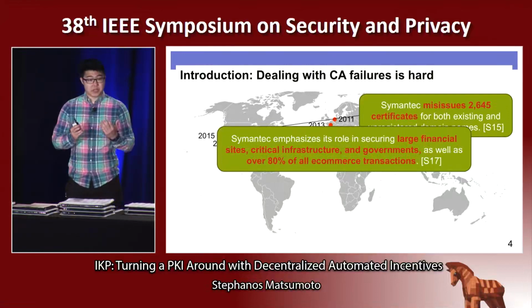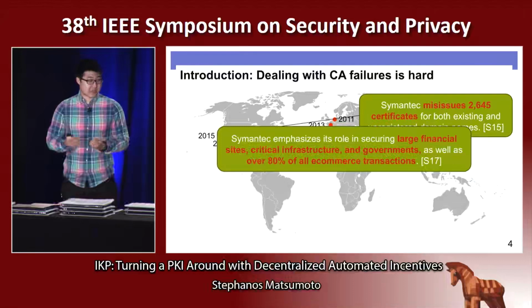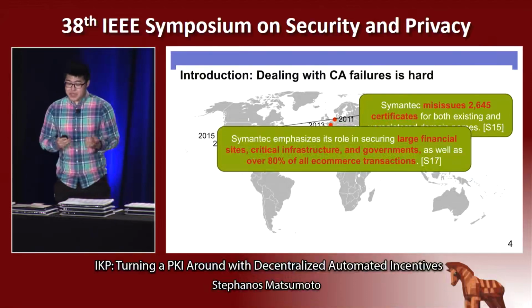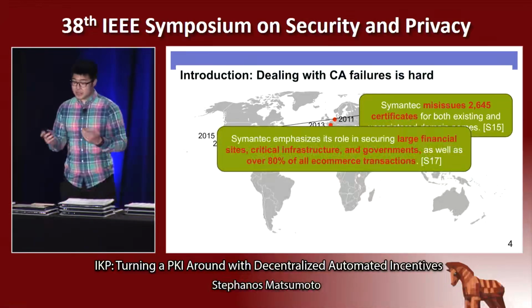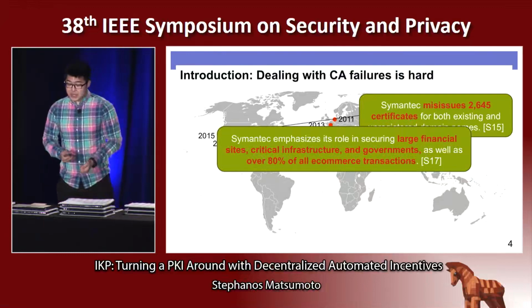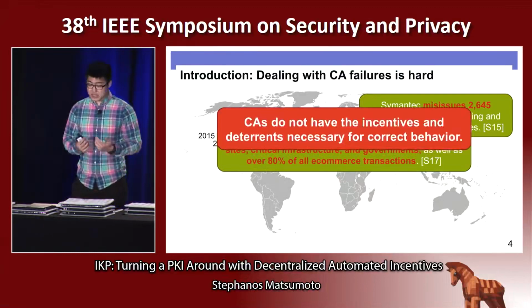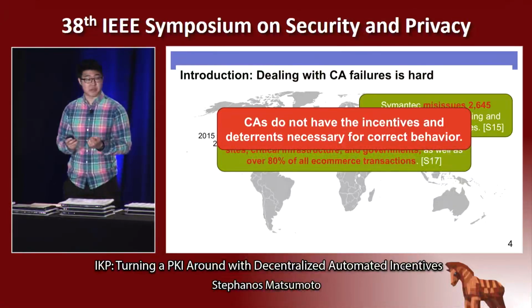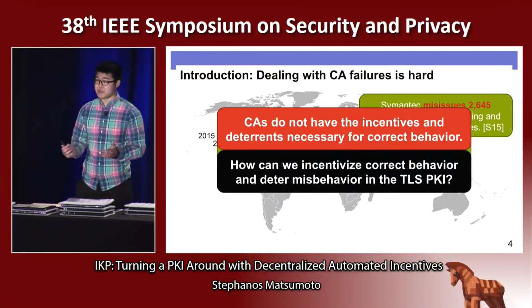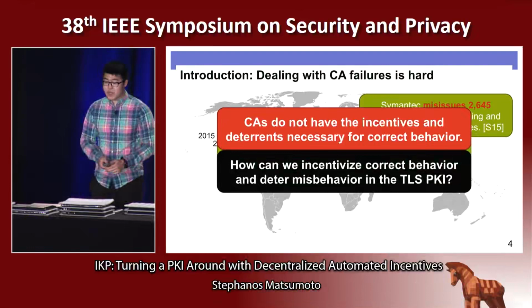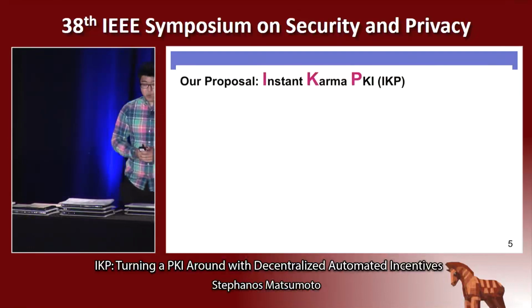Now, Google and Mozilla will be phasing out Symantec over the next few years, but this highlights the difficult trade-off that exists between protecting users from potential man-in-the-middle attacks and allowing them to get to the benign sites that they want to. And it's clear that this inflexibility has led to a world in which CAs don't have the right incentives or deterrents in order to behave properly. And so therefore, we can ask, is there a way we can provide the right incentives for CAs? And in order to address these two problems, we propose Instant Karma PKI, or IKP.